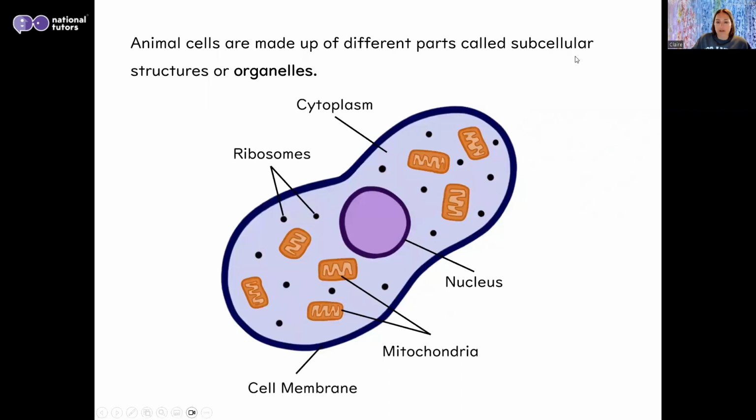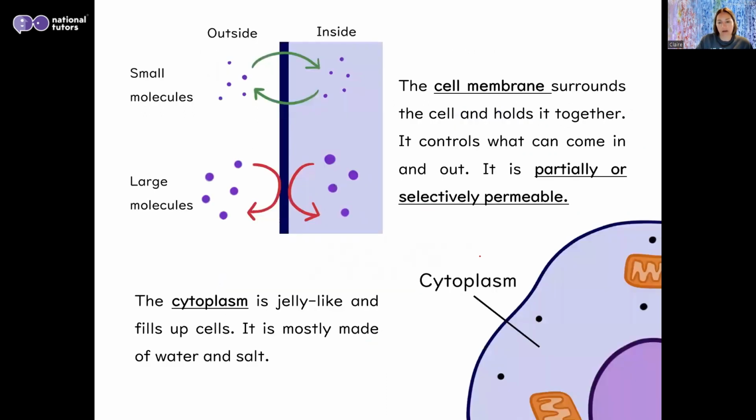So let's go over some of the subcellular structures or what we now know as organelles, so small organs. So we have cytoplasm, ribosomes, cell membrane, mitochondria, and nucleus. You will need to be able to identify them, label them, and explain why they are there and what they do, what their function is. Okay, so we're going to go through this individually. So let's start with cell membrane.